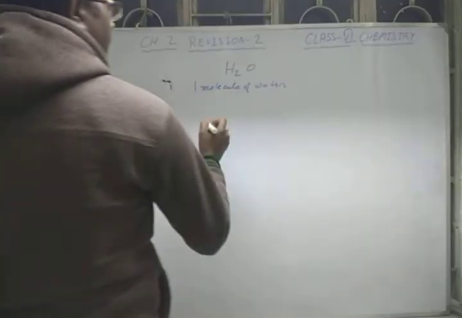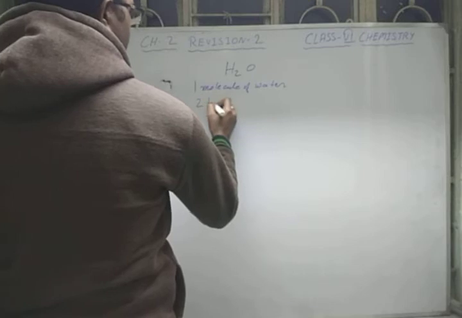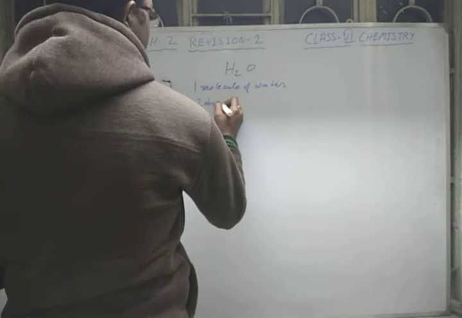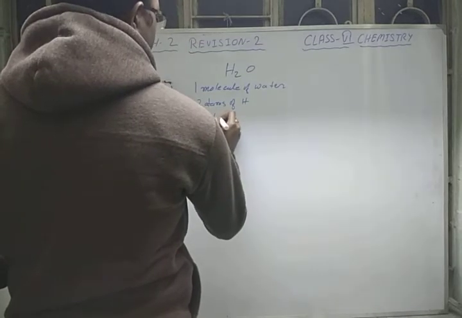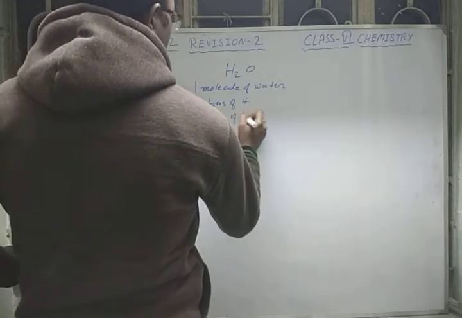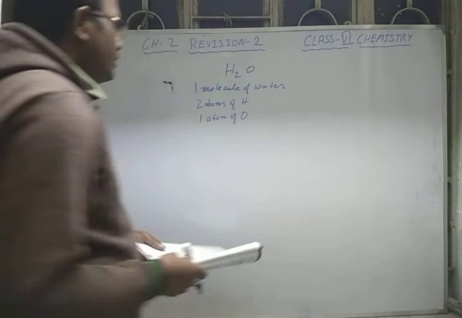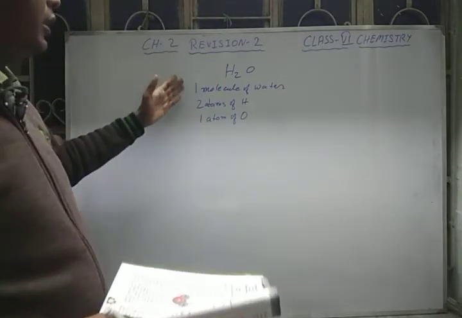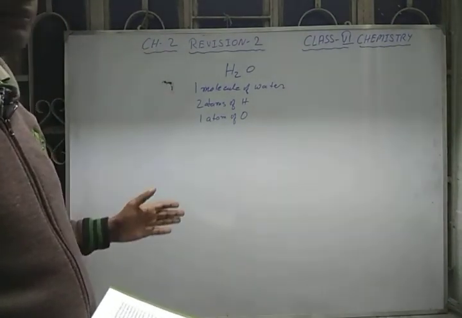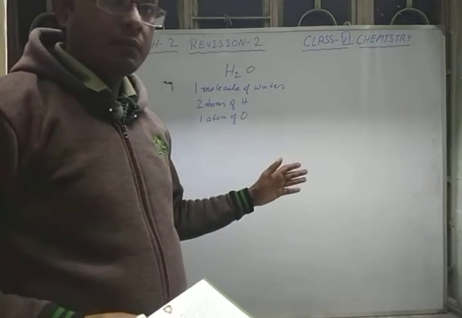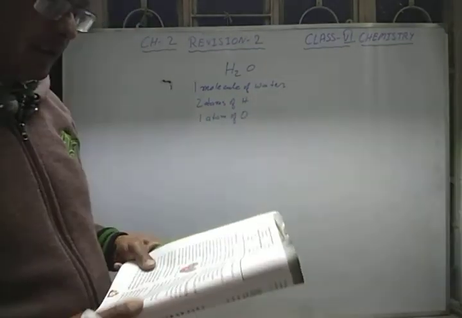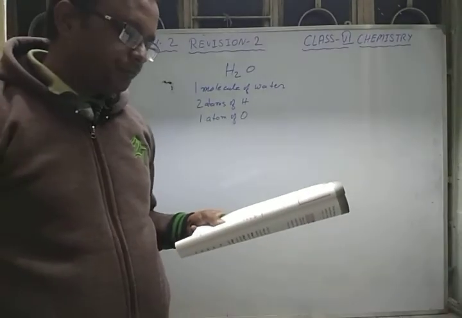In one molecule of water there are two atoms of hydrogen and one atom of oxygen. So it represents both the molecule of the compound and the number of atoms present in the compound, the individual elements present in the compound.